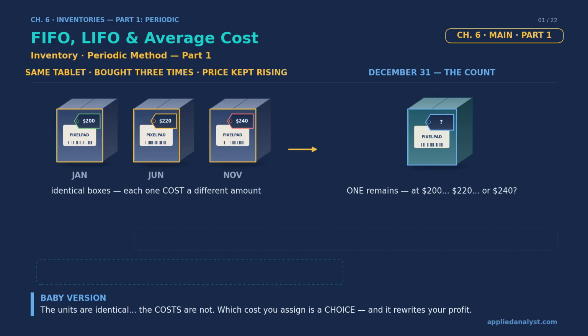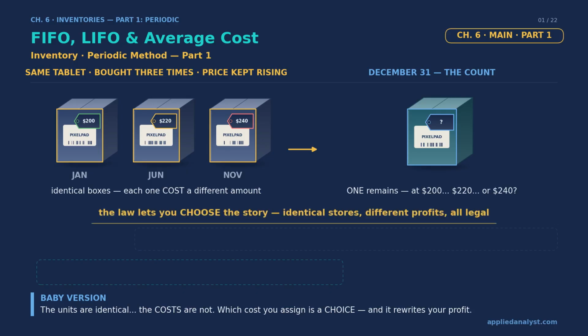And they find exactly 1 tablet still sitting there. A customer bought one in December. So which cost just left the building? Was it 200, was it 220, or was it 240? Here's what trips everybody up. Nobody knows which physical box the clerk handed over, and accounting genuinely does not care.